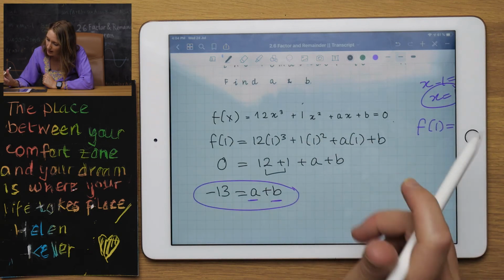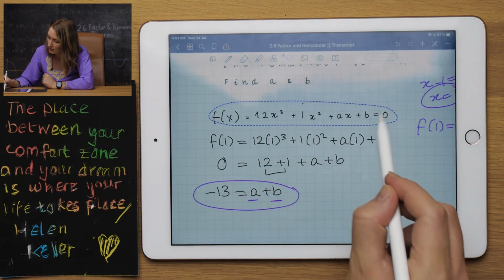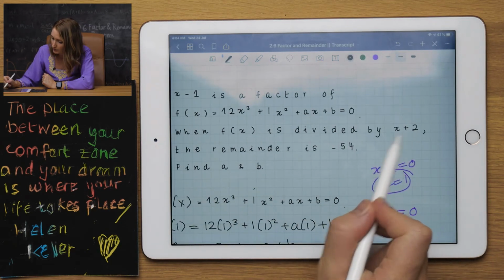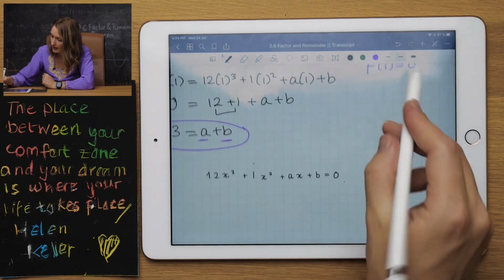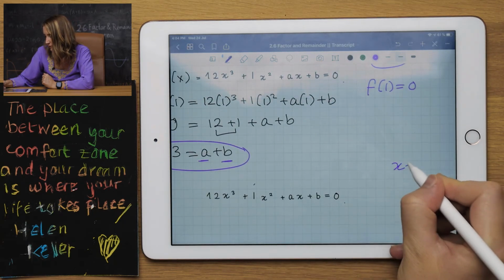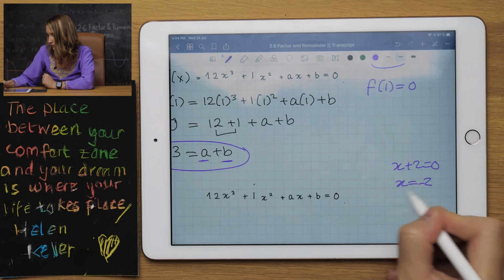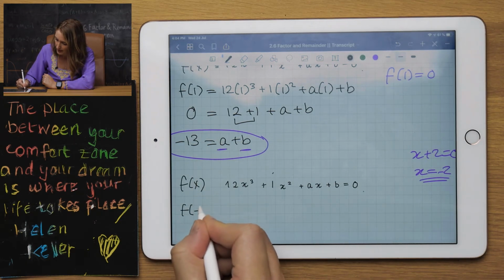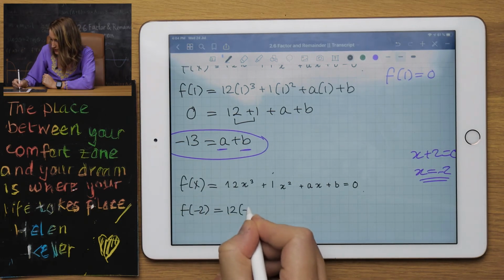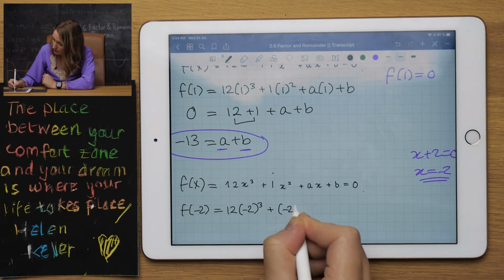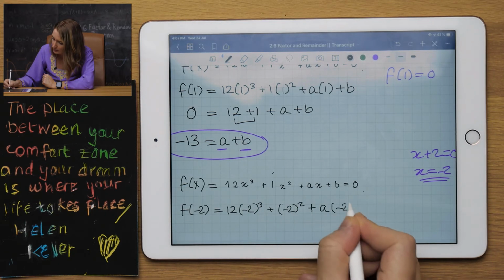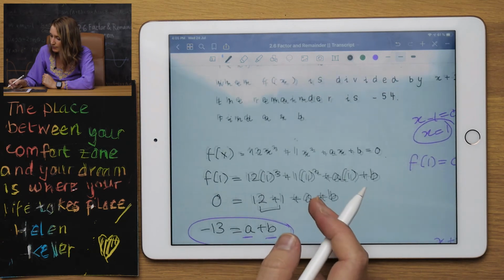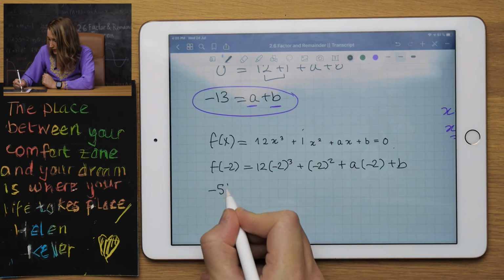Okay, let's have a look at the second piece of information we were given. We were told that when it's divided by x plus 2, the remainder is minus 54. So in this case, we would do x equals minus 2. So f of minus 2 is equal to 12 times minus 2 cubed plus minus 2 squared plus a times minus 2 plus b. f of minus 2 would be the remainder from the remainder theorem, and that's minus 54. We can put that in here.